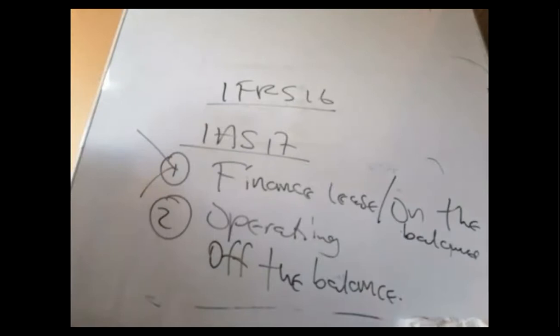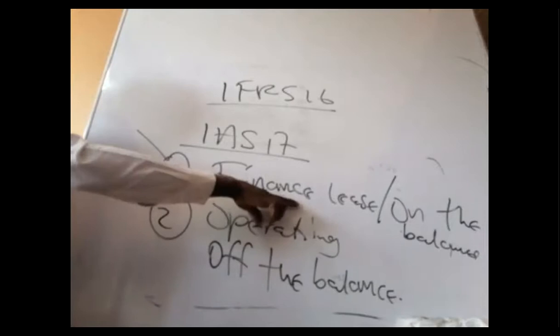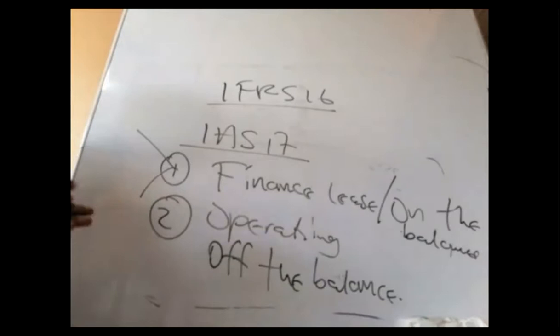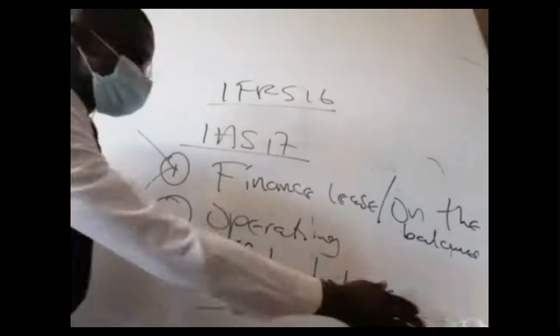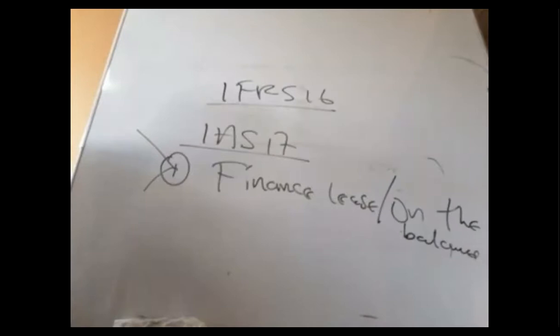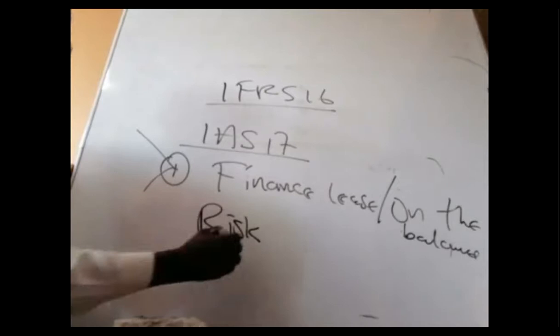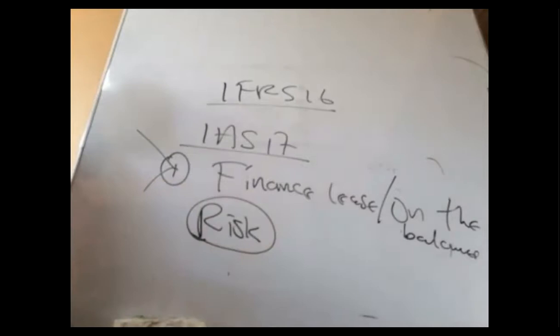Now, under IAS 17, the lease is a finance lease if and only if the lessor transfers the risk and reward to the lessee. So according to IAS 17, it is a finance lease and only a finance lease that must appear on our balance sheet. If I transfer the risk and reward, risk means the lessee is the one that will insure the asset, repair the asset, and maintain the asset.